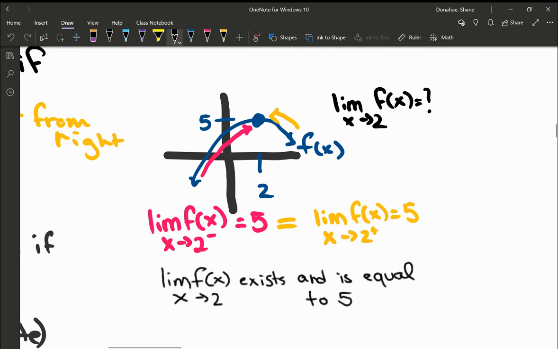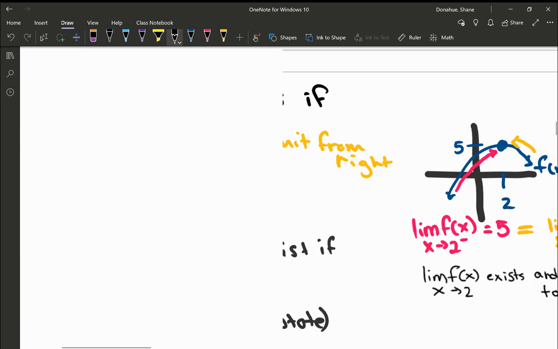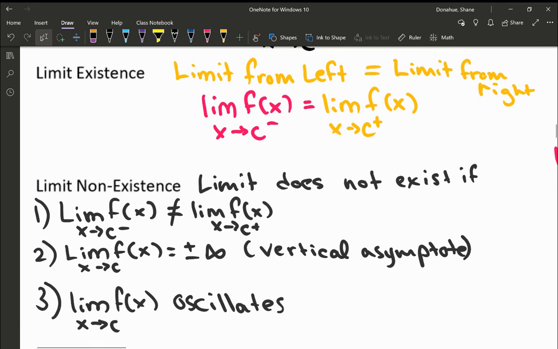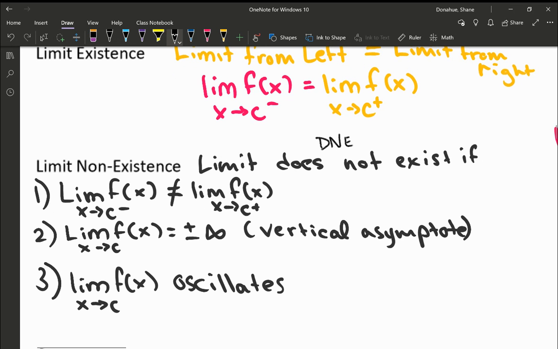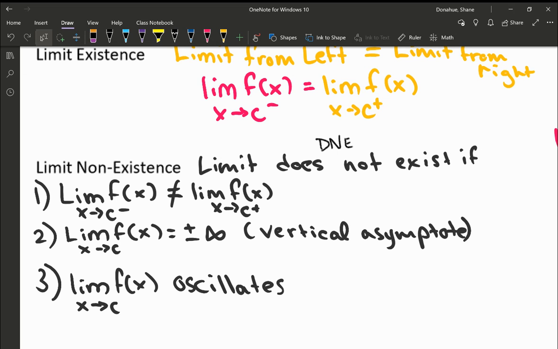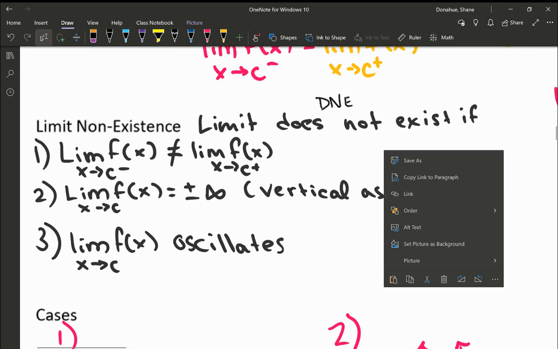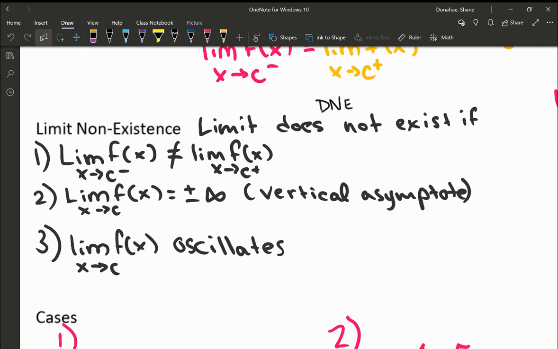Now let's talk about cases where the limit doesn't exist or it fails to exist. So does not exist, this part here, we're going to abbreviate DNE going forward, right? But our limit doesn't exist if that left and right limit aren't equal, right? If our limit approaches positive or negative infinity, so think about the limit as we go towards a vertical asymptote, and if it oscillates. So we've got 3 cases, and we've got an example for each of those 3 down below.